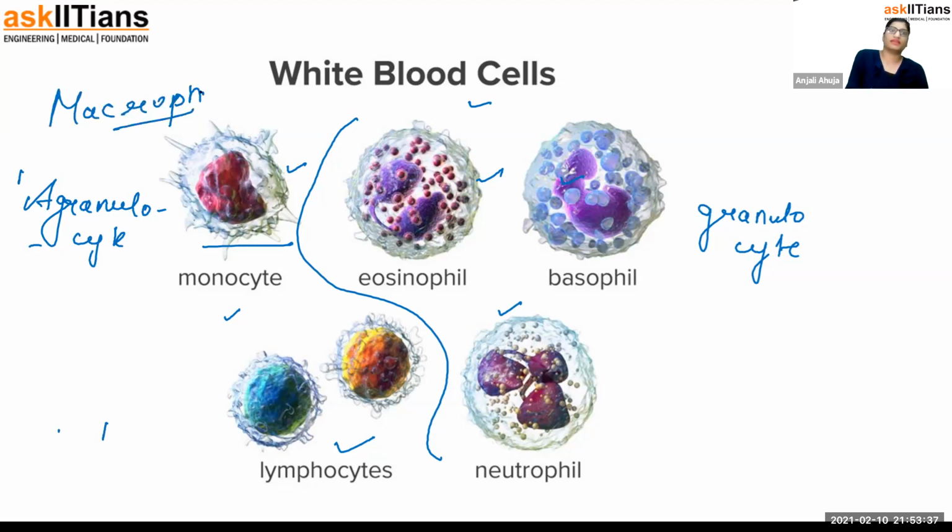Macrophage monocyte का बड़ा भाई है? नहीं. Monocyte ही macrophage है. Monocyte itself is the macrophage. Monocyte used to get mature and ultimately it is going to form the macrophage. Clear? Macrophage and monocyte, they used to eat up the pathogen.